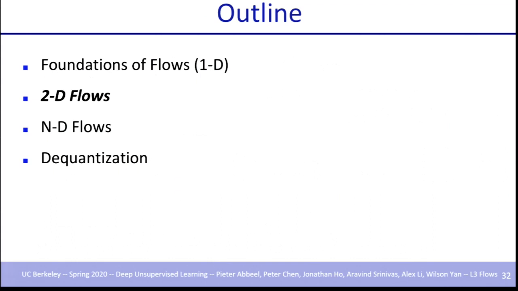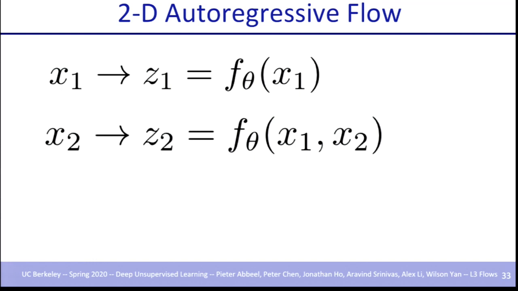Okay, let's go to 2D. A simple way to go from 1D to 2D is to use the autoregressive idea, which Edward alluded to at the very beginning of the lecture. Once we have 1D, can't we automatically get 2D, 3D, and so forth? Because if we do 1D, x1 goes to z1 with a flow f theta of x1, and then to get x2 to flow to z2, we can have an f theta that depends on both x1 and x2.